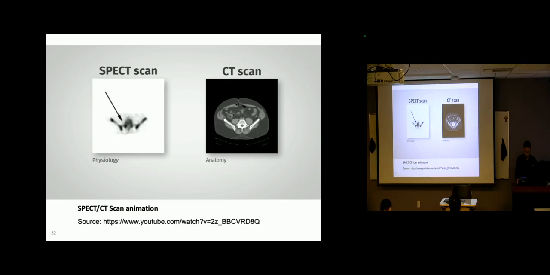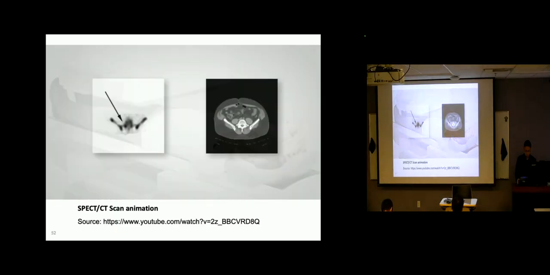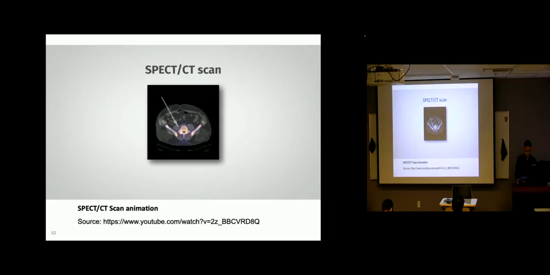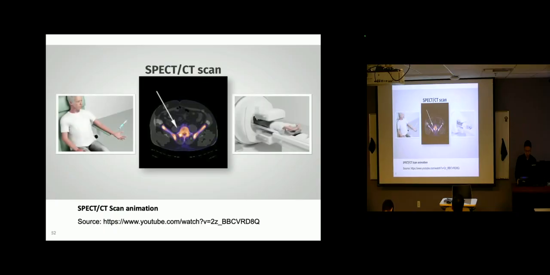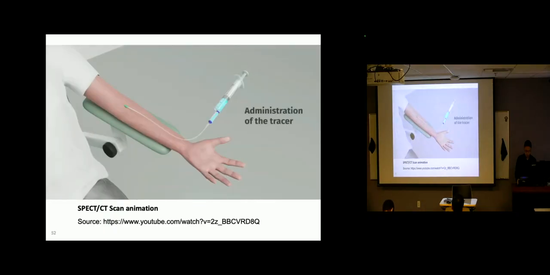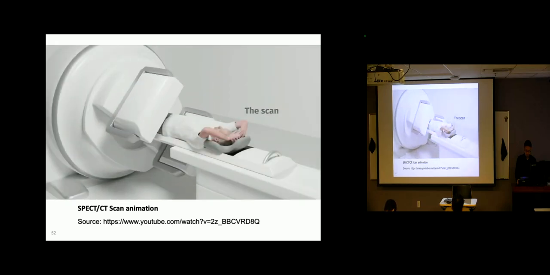Today, generally a SPECT CT scan is performed where the images from the two different types of scans are captured during one session using a hybrid scanner, and the images are combined. Each piece of information is important, but when combined, they are even more useful. A SPECT CT scan is undertaken in two parts: the administration of the tracer and then the scan that shows how the tracer behaves in your body.